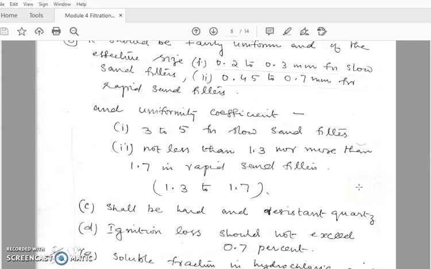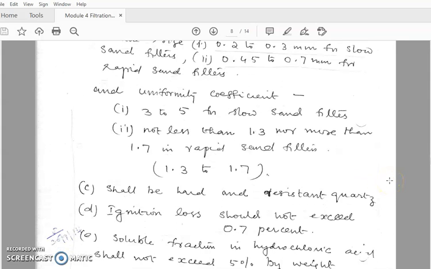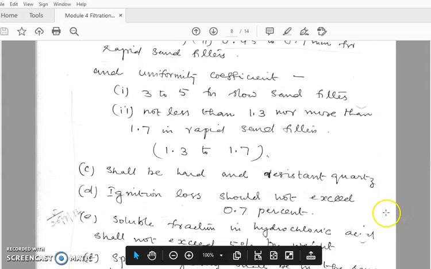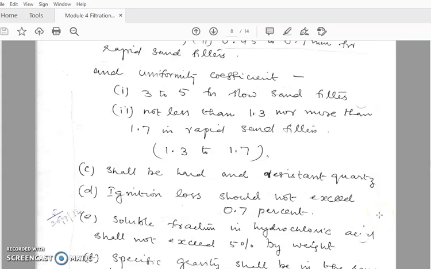Then the next one is, it shall be hard and resistant quartz. That means the sand media must be hard. It should not break easily, and it should be resistant quartz. You know it is quartz sand. Then ignition loss should not exceed 0.7%. It means when we burn the sand, it should not lose its weight by more than 0.7%. Usually the sand, when we burn it, will not lose its weight or change its properties, so sand again satisfies the prerequisites.